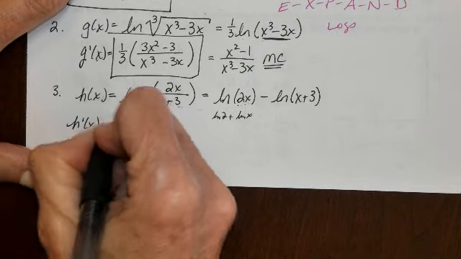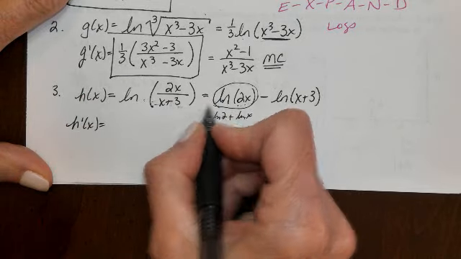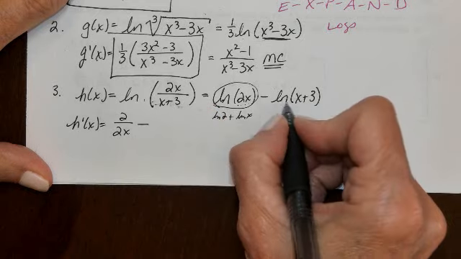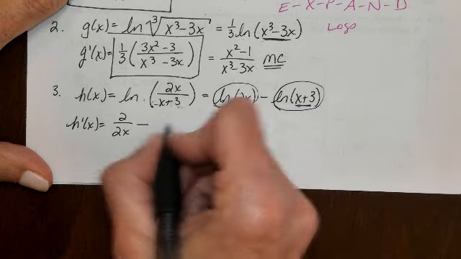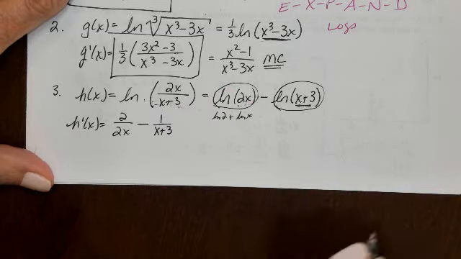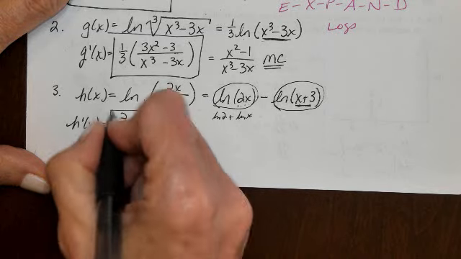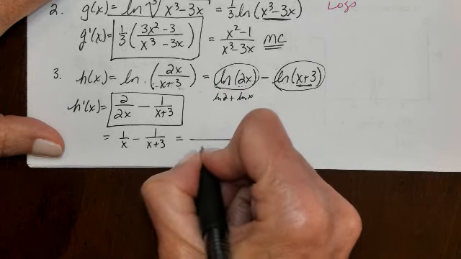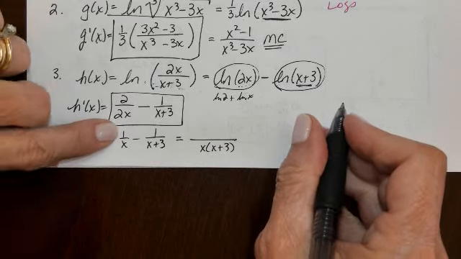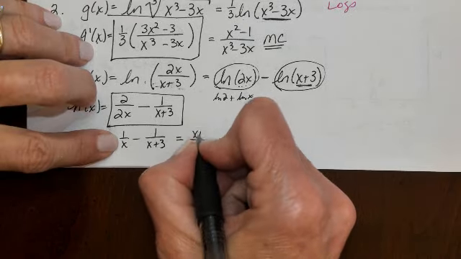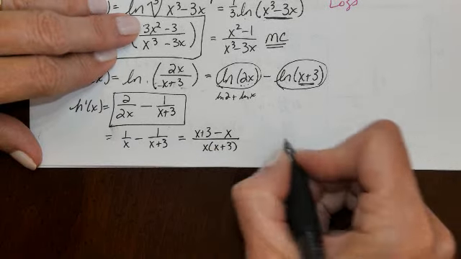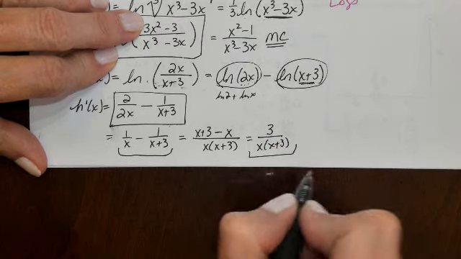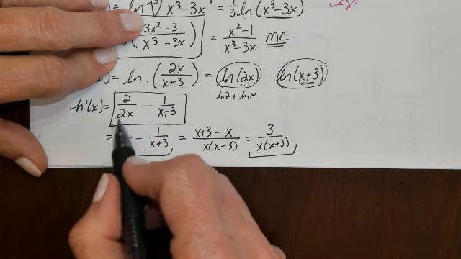So h prime is equal to the derivative of ln of 2x, which is 2 over 2x. The 2's will cancel, and we'll just have 1 over x, right? Minus the derivative of ln of x plus 3. The derivative of x plus 3 is 1, and then we put it over x plus 3. Safe stop. A multiple choice answer might be this, or they might get a common denominator. The common denominator would be x times x plus 3. We would need to multiply this fraction by x plus 3 over x plus 3, and this fraction by x over x. So this would be 3 over x times x plus 3. So this might be the multiple choice answer, or this might be the multiple choice answer. This one would not be the multiple choice answer because of the 2's there. Okay?